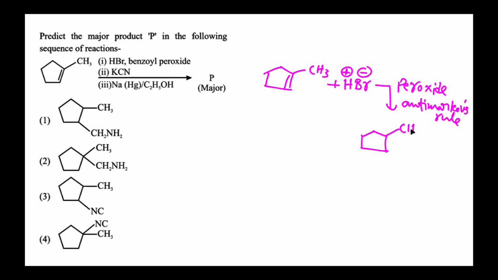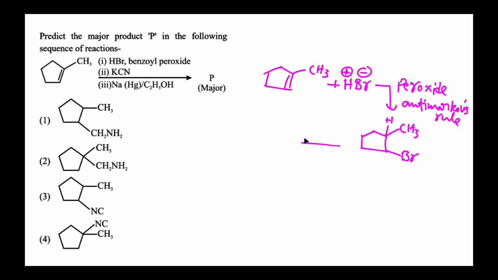This is the methyl group. Hydrogen will attack this carbon and bromine will attack this carbon. Bromine here and hydrogen here. So bromine will attack the carbon containing more hydrogens. Here this carbon has one hydrogen. This alkene carbon does not have any hydrogen.